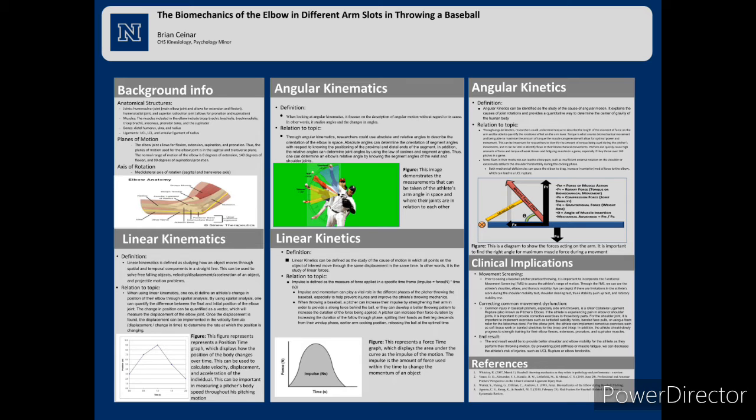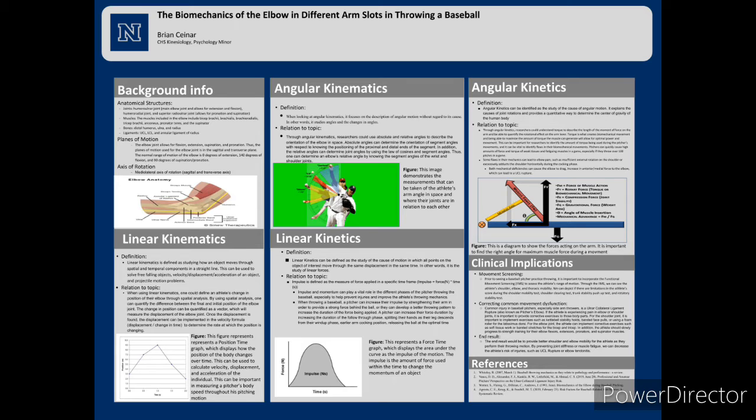When throwing a baseball, a pitcher can increase their impulse by strengthening their arm in order to create a stronger force behind the ball they're throwing, or they can develop a better throwing pattern to increase the duration of the force being applied to the baseball. A pitcher can increase their duration by having a longer follow-through phase, splitting their hands as soon as their leg is ascending from their wind-up phase, an earlier cocking motion, and releasing the ball at the optimal time.